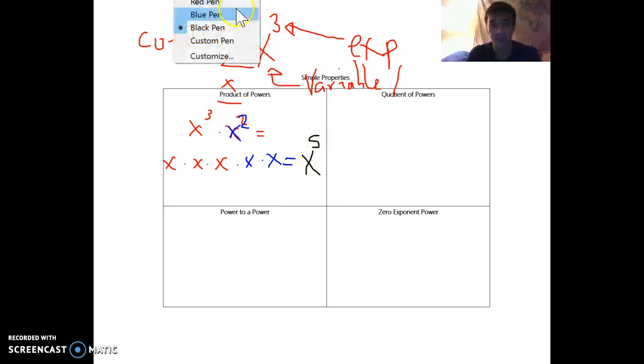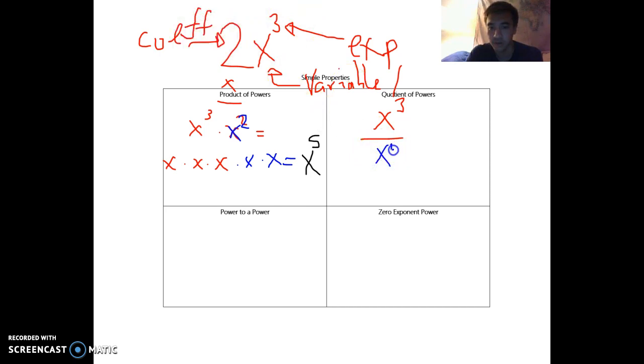For quotient of powers, I'm going to move a little faster now. We're sticking with x cubed and x squared. X cubed divided by x squared. What does this actually mean? I have x times x on the bottom. I have x to the third on top, which is 3 x's.